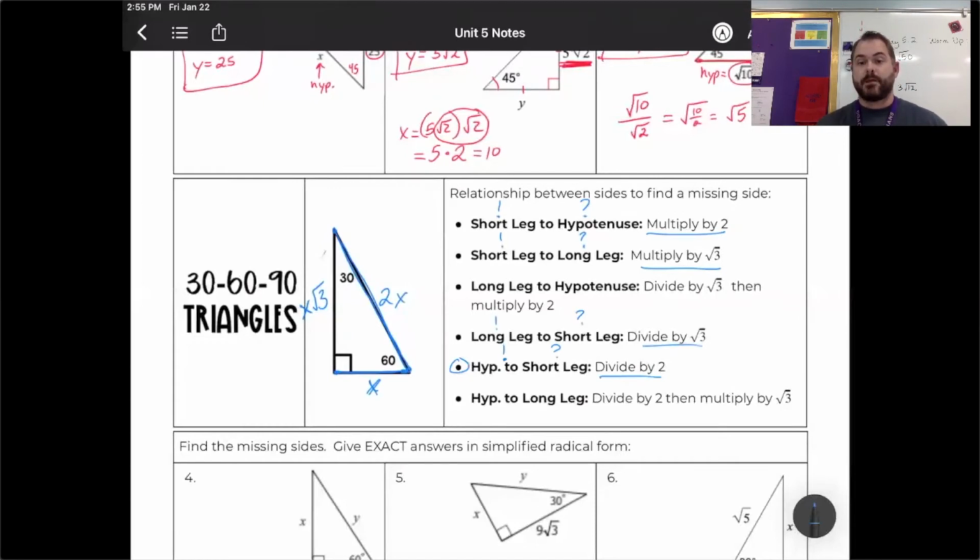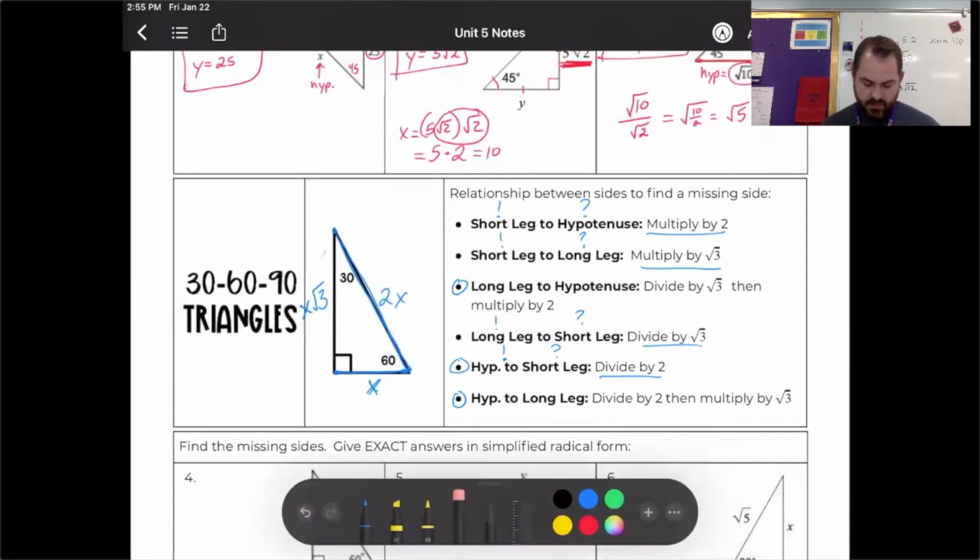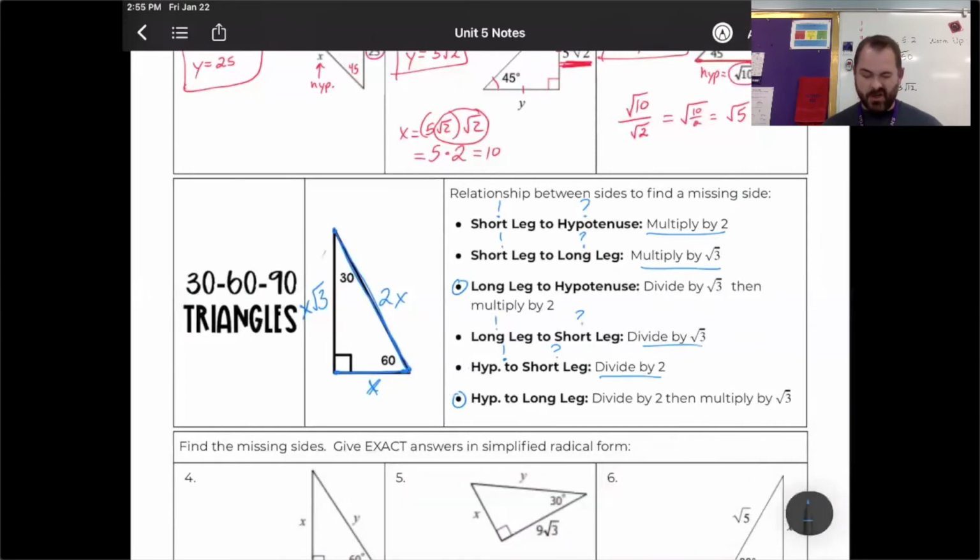Now backwards is kind of the other idea we have here. When I know the long leg, what I like to do is actually go back and find just the short leg by dividing by the root 3. Then I can do whatever I need to from there. If I need to go from that short leg now to the hypotenuse, I just double it, multiply by 2. Okay, so there's some other rules there you can look at.